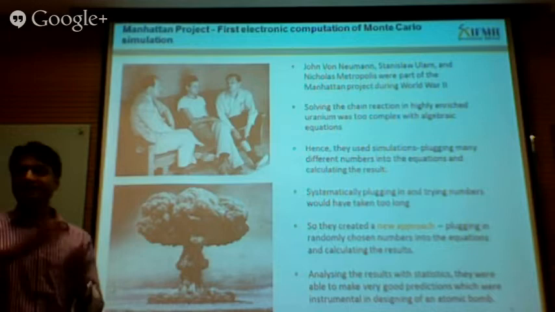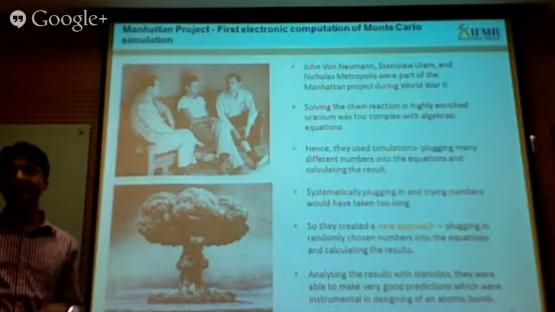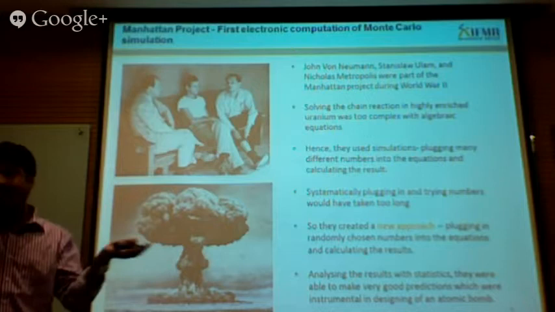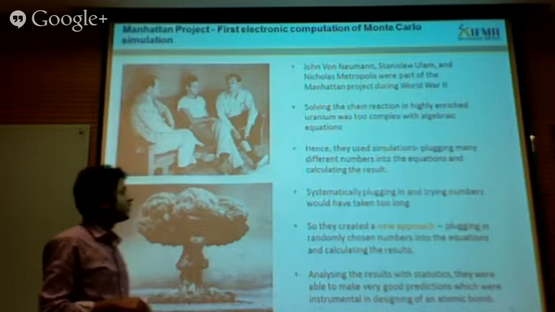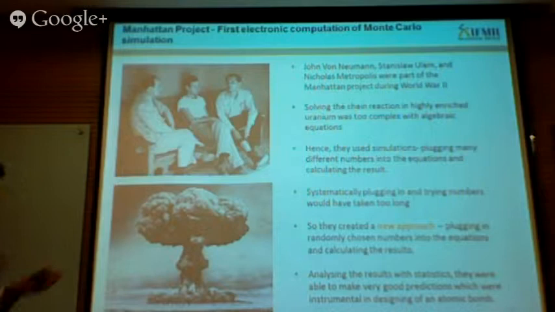That would have taken, say, this is a simple equation with y, a, b, and c, so it might be very easy to do that. But what if you have an equation with, say, 50 variables, and each of those variables is a continuous variable which can take a lot of values, say, any integer as a value? How do you go about doing that? So the revolutionary part of their approach was that instead of systematically plugging in and trying different numbers, they randomly chose numbers and put them into these equations. So that was their idea.